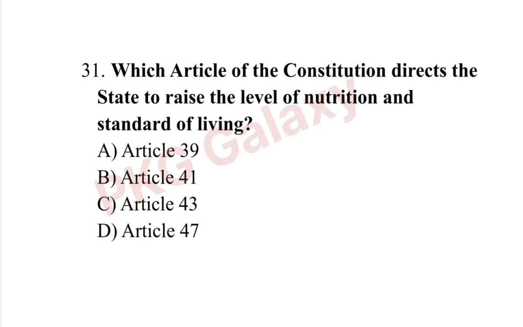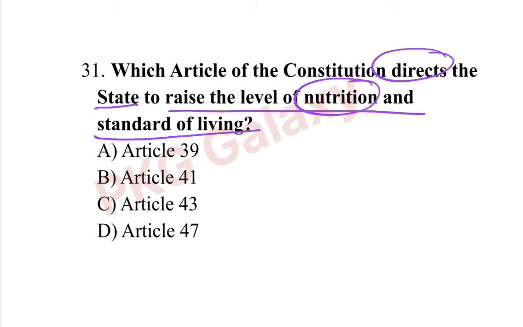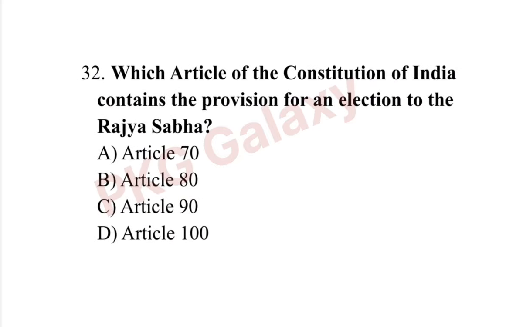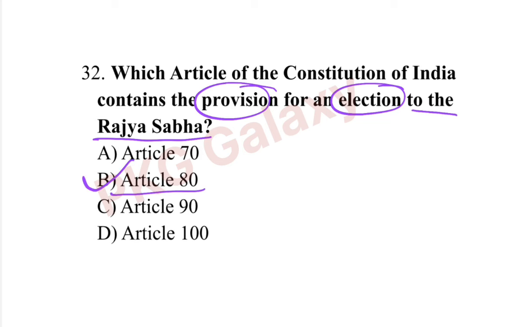Next question. Which article of the Constitution directs the state to raise the level of nutrition and standard of living? The correct answer is option D, Article 47. Which article of the Constitution of India contains the provision for an election to the Rajya Sabha? The correct answer is option B, Article 80.